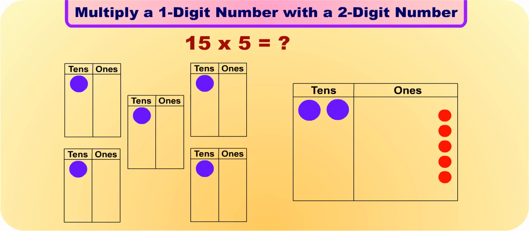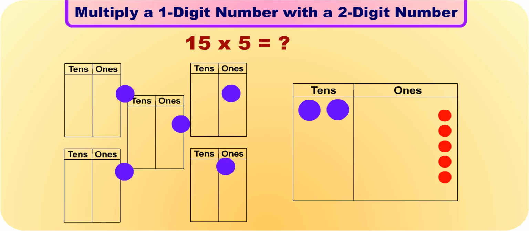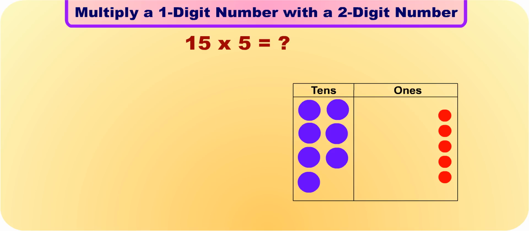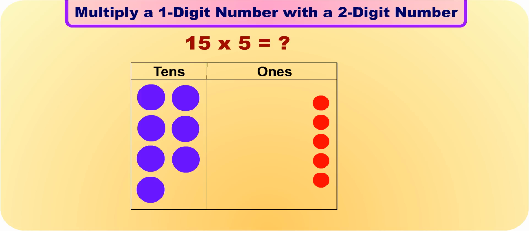Then I multiply the tens by 5. 1 ten times 5 equals 5 tens. 2 tens plus 5 tens is equal to 7 tens. So the answer to 15 multiplied by 5 is 75.